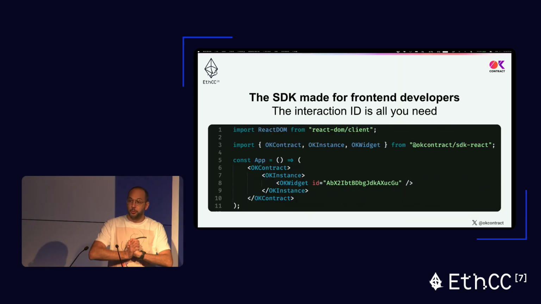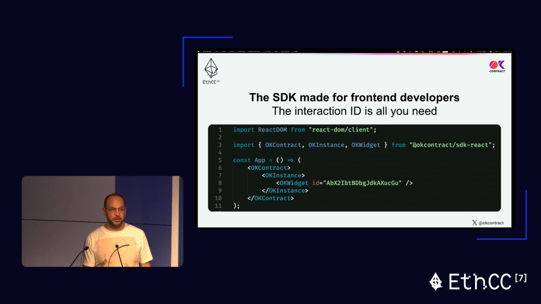And how do we integrate it? And that's the second part. Once you have defined your interaction, which lives in the network, a decentralized network, and signed by wallets and stored on chain, then you just need to integrate it. And this is something that we think is for the first time an SDK really made for front-end developers.